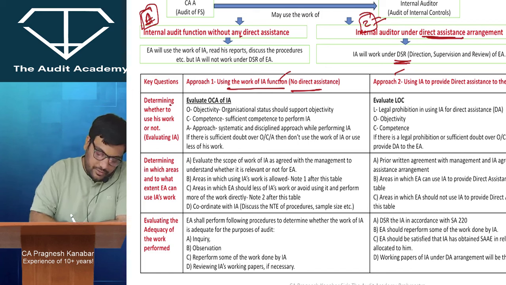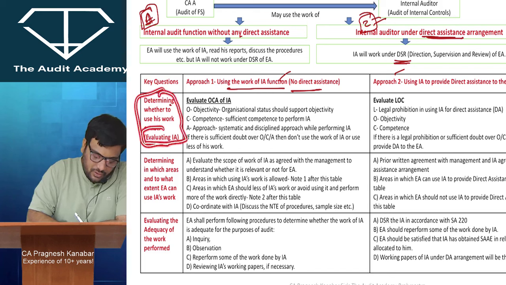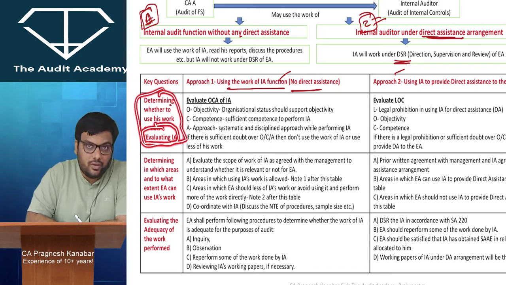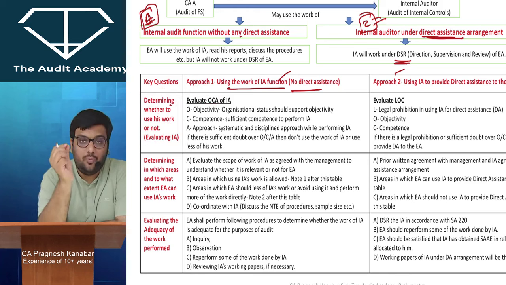All right, so first, determining whether to use his work or not. That means you want to evaluate the internal auditor. This is the line that they will use in the question. Approach one: you are using the work of the internal auditor without any kind of direct assistance. Normally, you are going to use his work. First, let us evaluate the person. Let us evaluate his OCA: objectivity, competence, and approach. Is he working with an unbiased mind? Do you think he has a good position in the company to work with a free mind? Do you think he has the relevant competence?